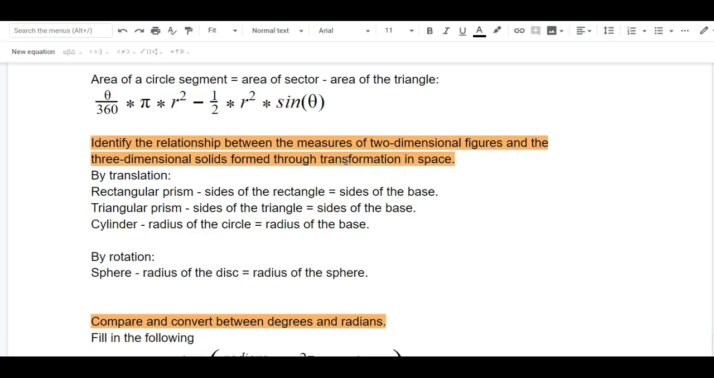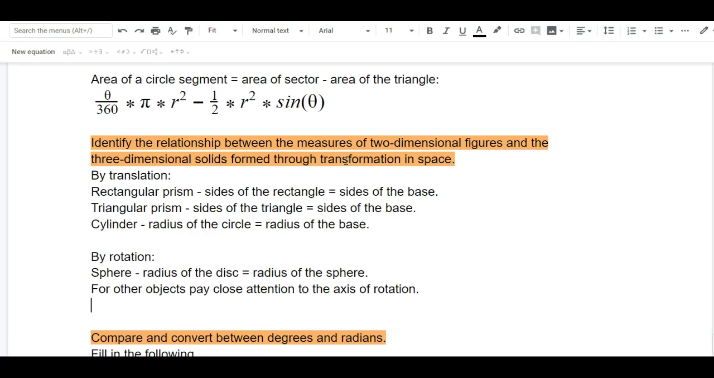So we rotate a circle, then we get the radius of the sphere. And when we rotate other objects, we have to pay close attention to the axis of rotation. So what are we rotating around? So let me give you an example of this real quick.